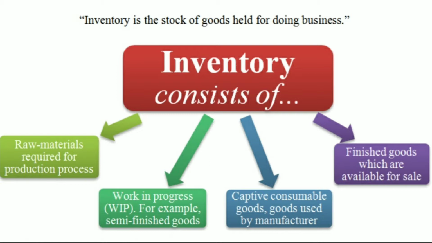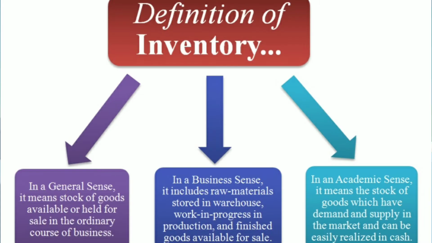So this is basically the concept of inventory, and in the general sense, inventory means stock of goods available or held for sale in the ordinary course of business. Now that is in the general sense. In a business sense, it includes raw material stored in warehouse, work in progress in production and finished goods available for sale. So you have to remember the definition of inventory in both the general sense as well as the business sense. Now business gets a bit technical, whereby raw materials stored in warehouse, WIP, work in progress, and finished goods are available for sale.